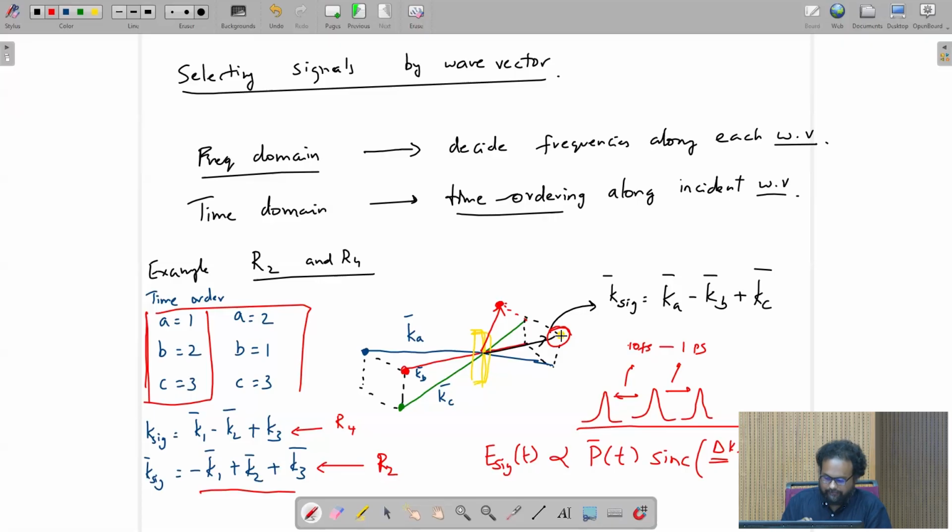We kind of figured out that we can select signals by wave vector. Let's go over different experiments which are typically done using third order response, and see what unique observables it gives access to.